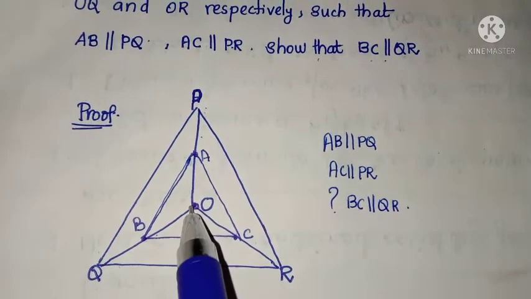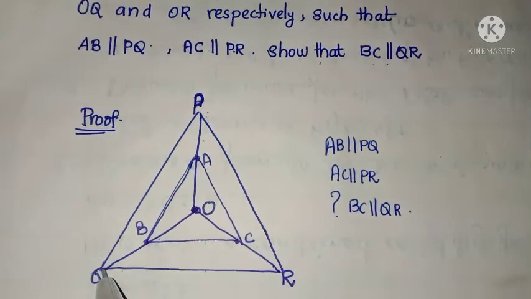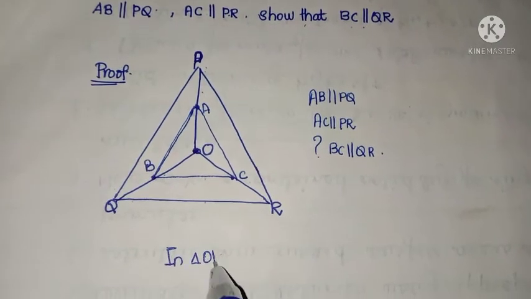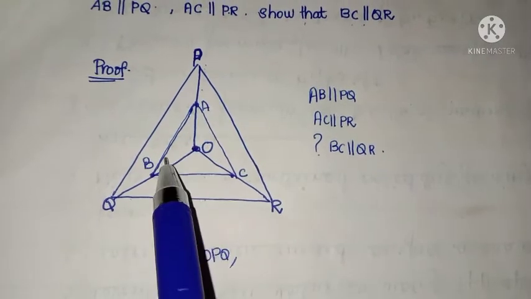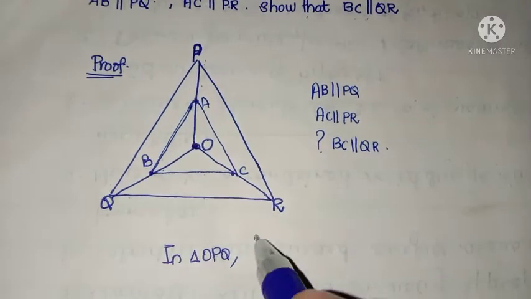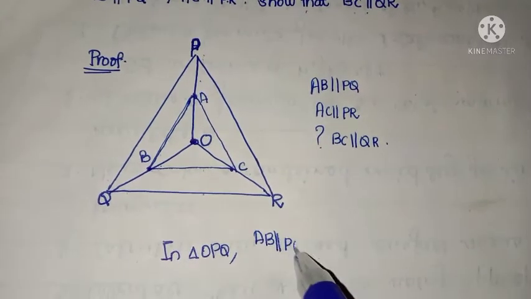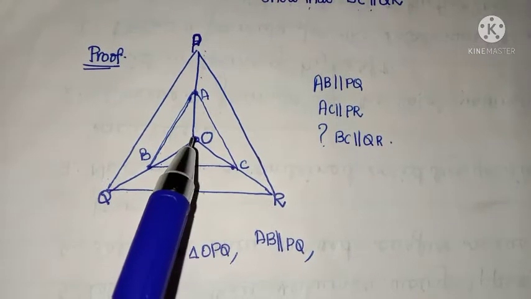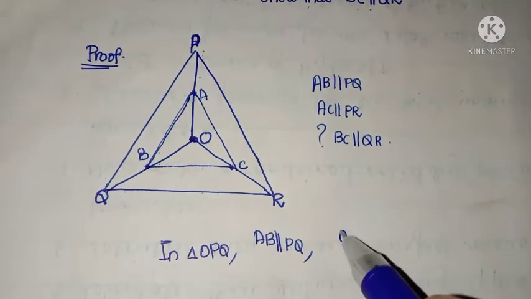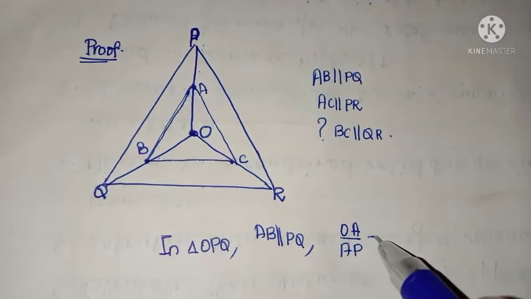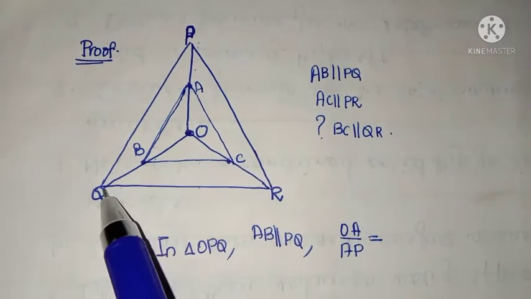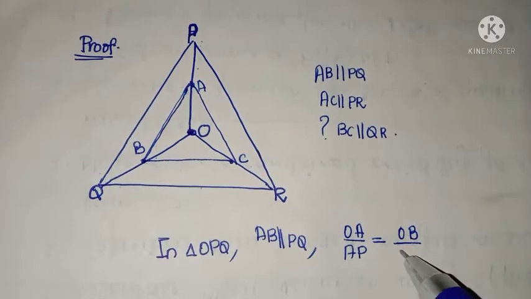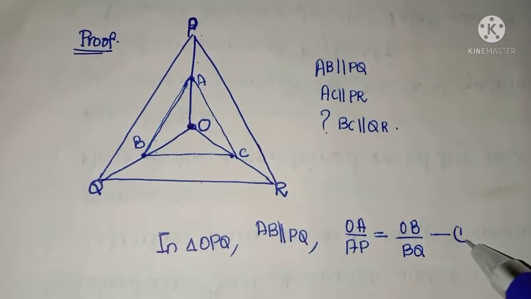First we have to consider the triangle OPQ. So look at the figure. In triangle OPQ, listen, AB is parallel to PQ, and therefore by Thales theorem, basic proportionality theorem, OA by AP is equal to OB by BQ. Isn't it? Okay, put it as equation number 1.